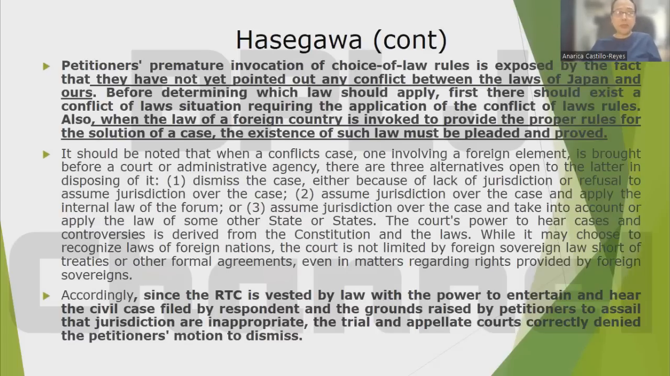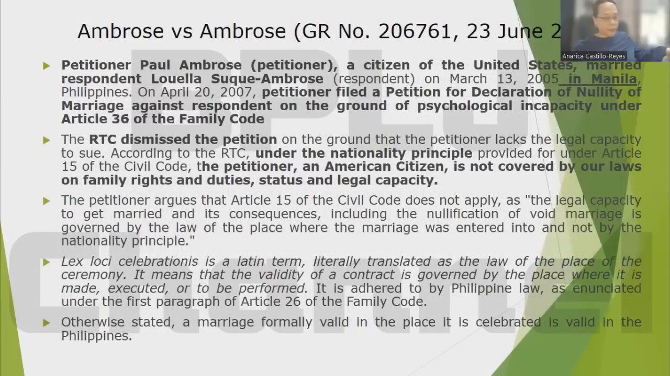So petitioner's premature invocation of choice of law rules is exposed when they have not yet pointed out any conflict between the laws of Japan and ours. Also, when the law of a foreign country is invoked, it must be pleaded and proved. Since the RTC is vested by law with the power to entertain and hear the civil case, that jurisdiction, the trial, and the appellate courts correctly denied the petitioner's motion to dismiss. So when you are pleading a foreign law, you have to prove it in accordance with the rules of evidence.